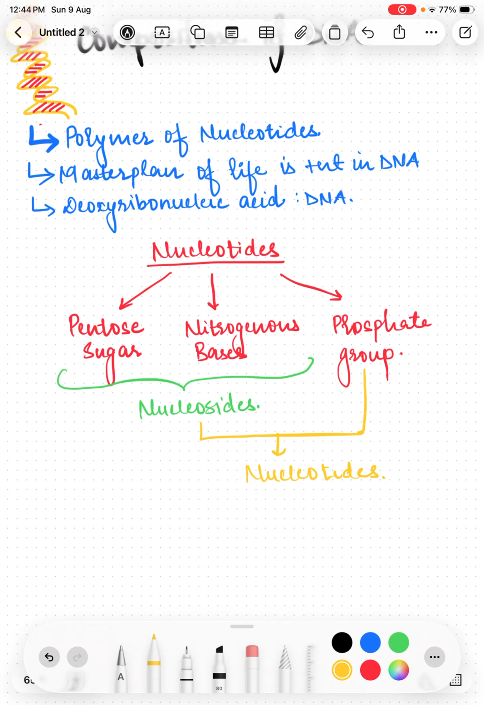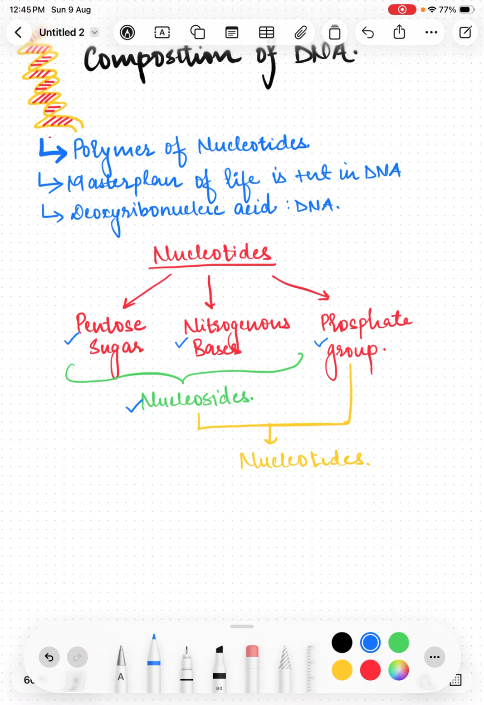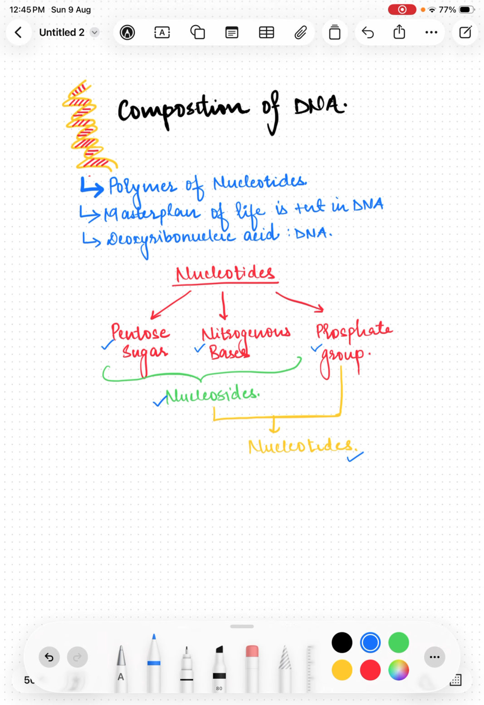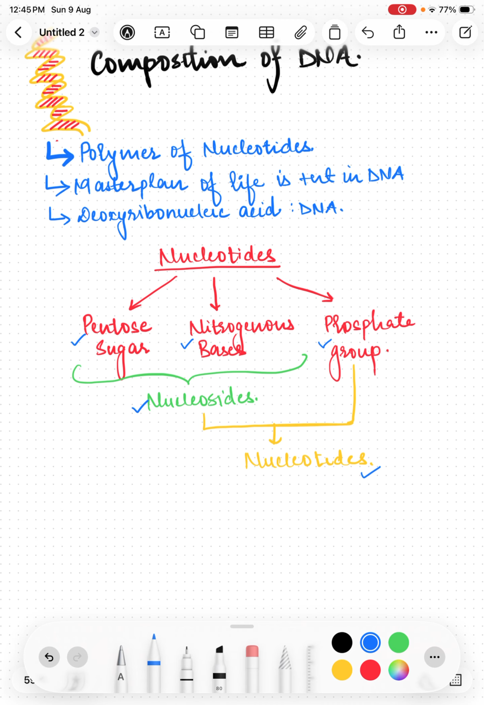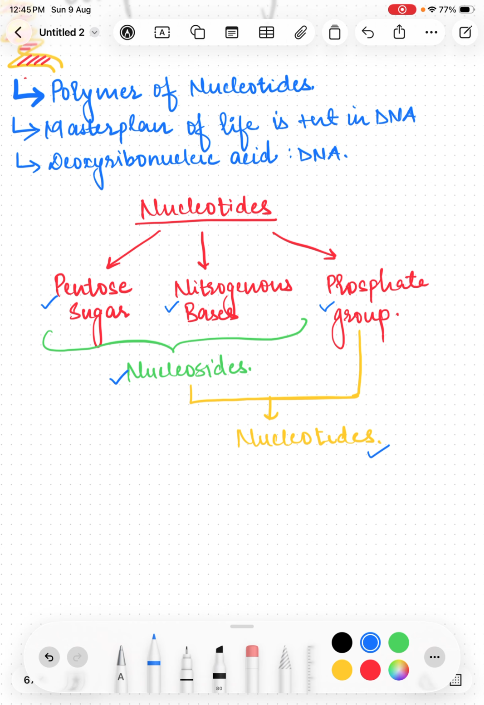So, DNA is a polymer of nucleotide, and nucleotides consist of pentose sugar, nitrogenous bases, and phosphate group. Pentose sugar and nitrogenous bases are together called as nucleosides. And when you add phosphate group to nucleosides, you will get nucleotides. Okay, I hope you have got this basic structure of DNA. Now let us see one by one what are pentose sugars, nitrogenous bases, and phosphate group.